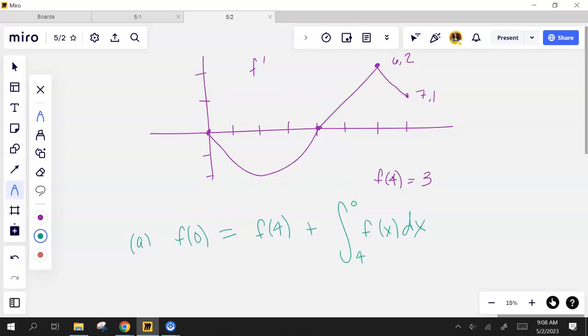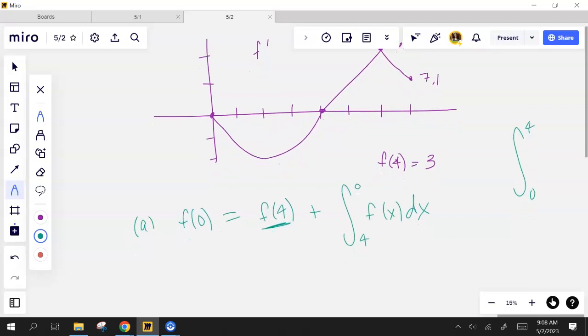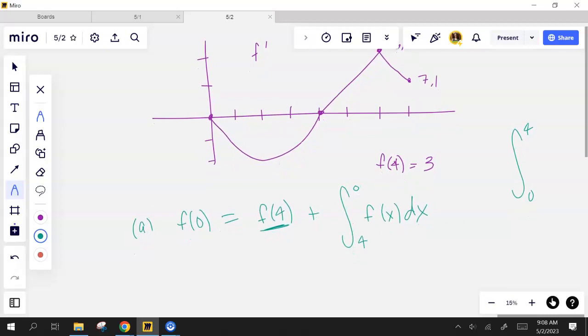Well, here's why. So 4 is really from 0 to 4, right? But I don't have that. So what I'm doing is, I know f, you see what I'm saying? And what it's going to leave me with is the f of 0. All right, so f of 4, it told me, was 3. And now actually, this is going to be minus the integral from 0 to 4 of f of x dx.